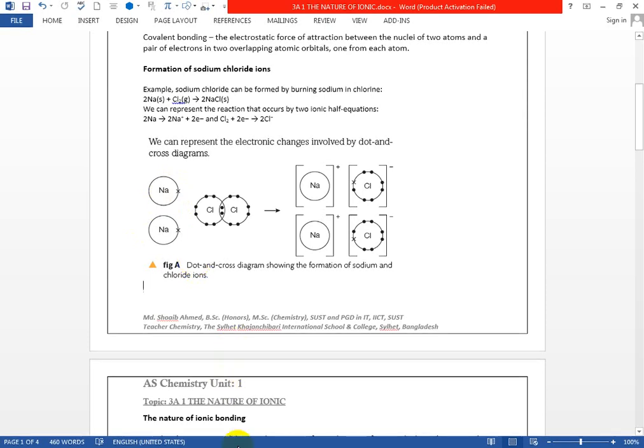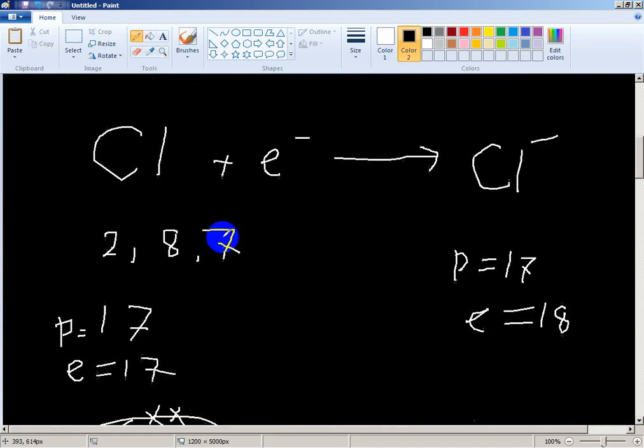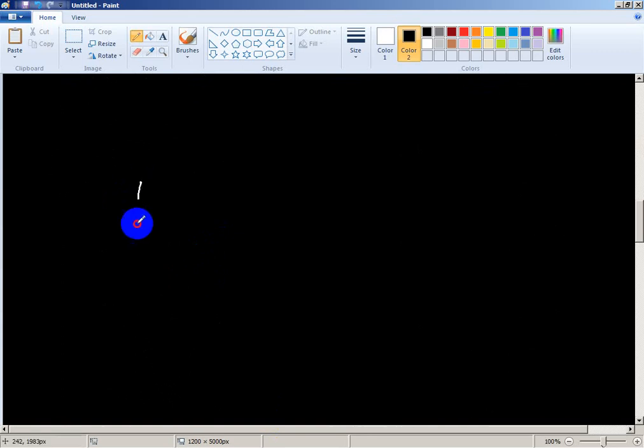Outer shell. Look, this is sodium. What is the outer shell electron of sodium? Only one. They have written here only the outer shell electrons of sodium, only one electron. Here you can write only the outer shell electrons.